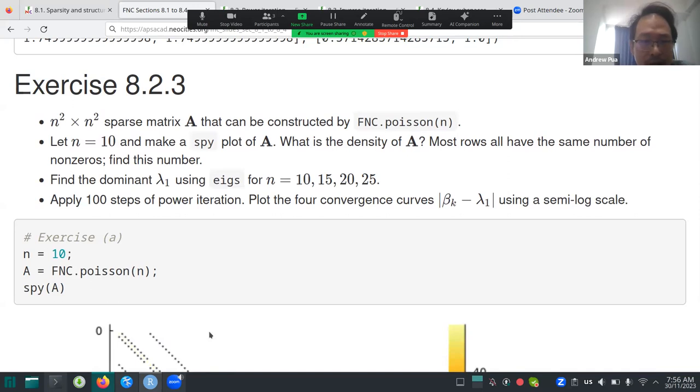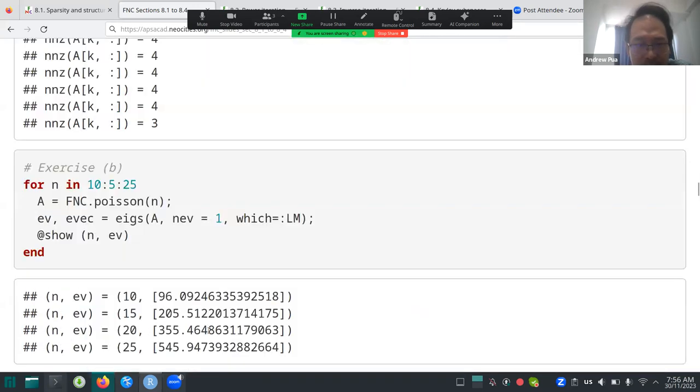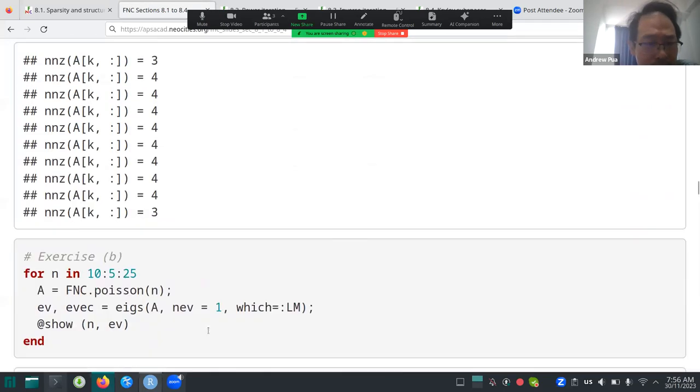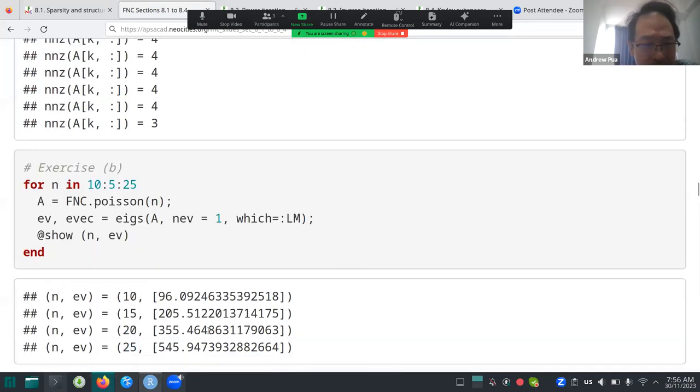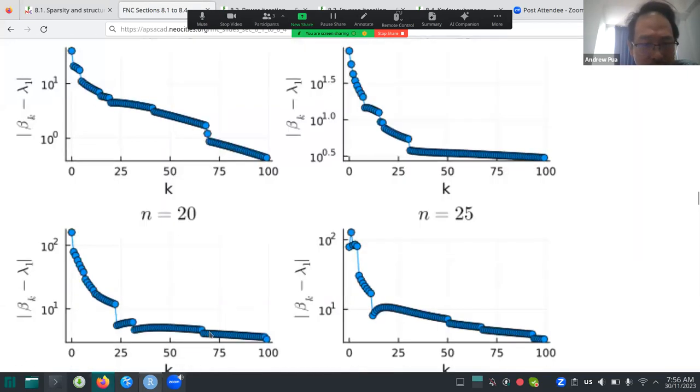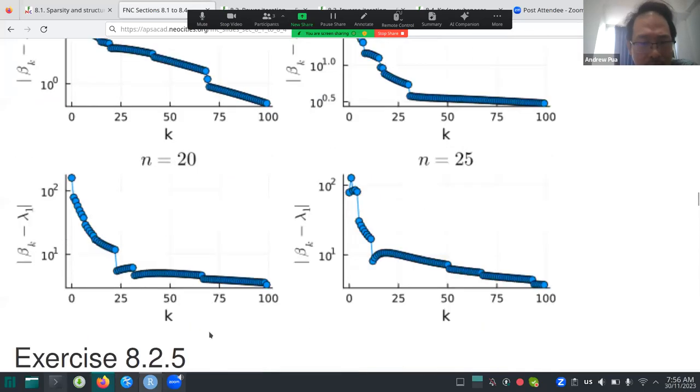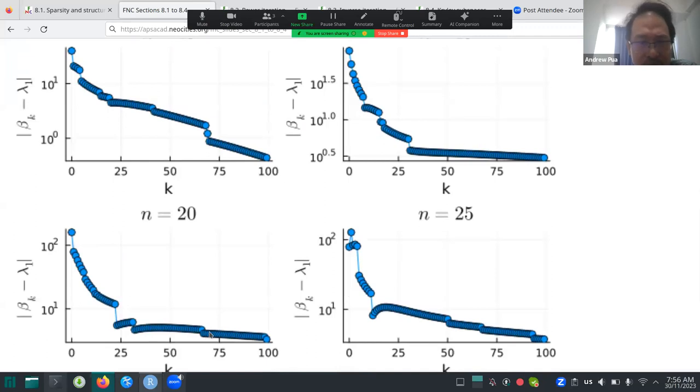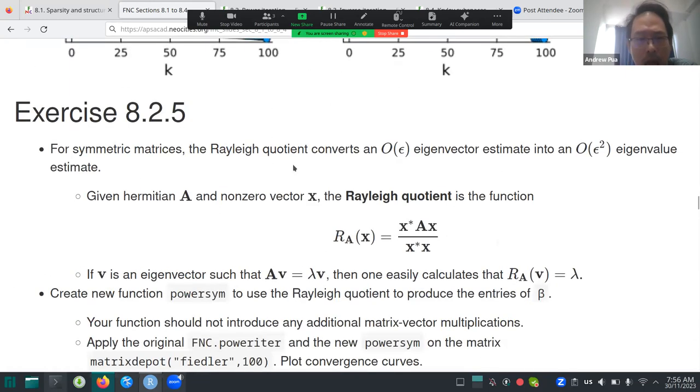The remaining part, 8.2.3, is really this Helmholtz-inspired matrix. I think I might skip this part. Let me see if there's something that is vexing about this one. I don't think there's something really vexing about this one. But they do mention that the curves here look weird because there are repeated eigenvalues. Okay, that's about it.